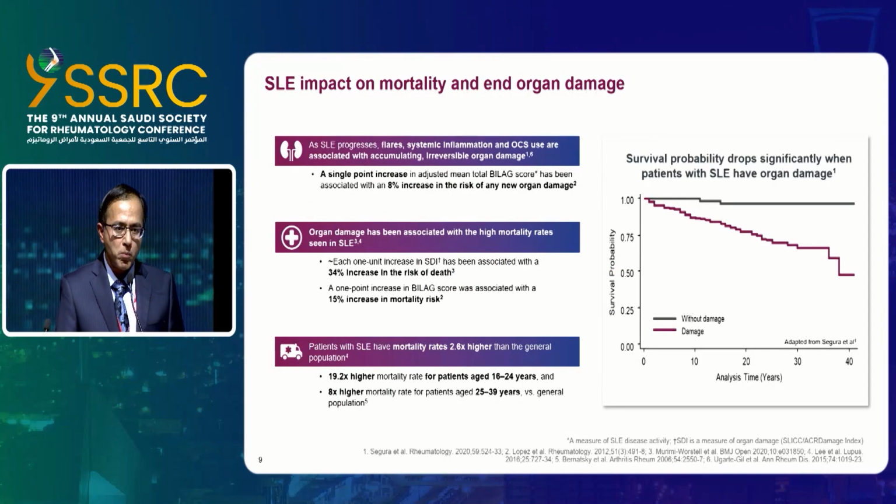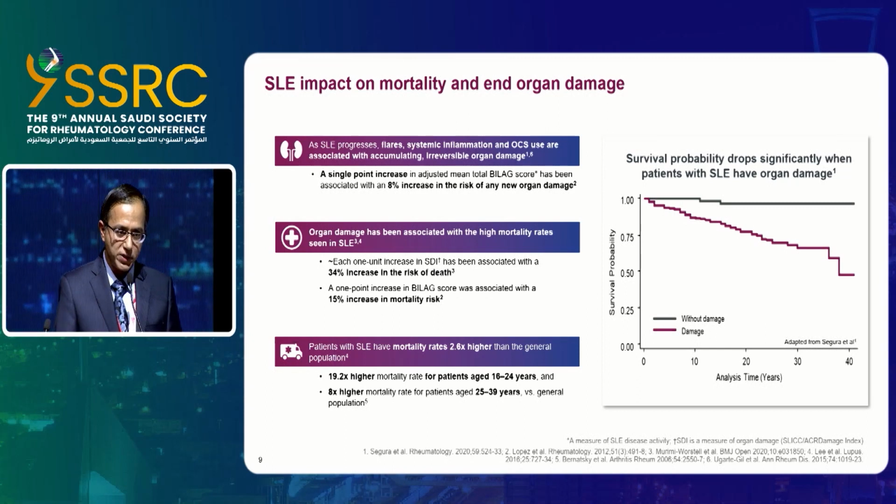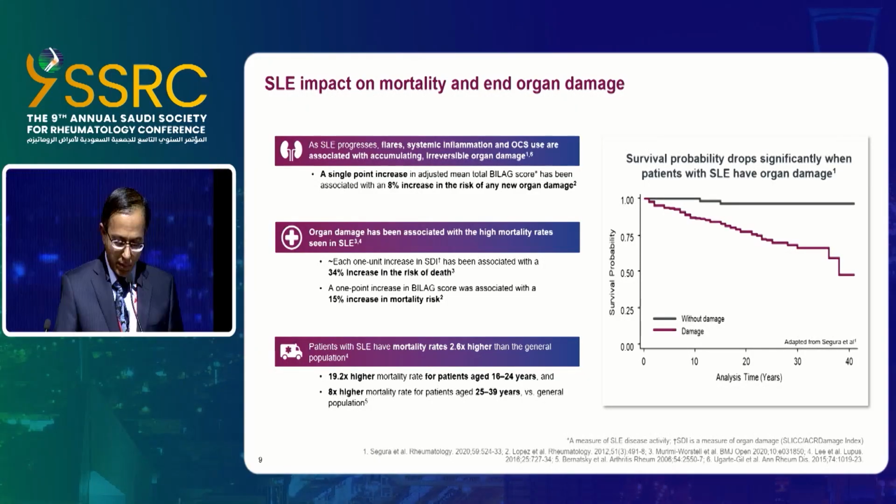Keeping in mind the impact of lupus on mortality and organ damage, without talking a lot about it, just to give you an idea, if we look at the BILAG score, which is the British Isles Lupus Assessment Group score, a single point increase in the BILAG leads to about an 8% increase in the risk of organ damage. And that increase in the BILAG score is also associated with an increase in mortality rate. How much? About 15%.